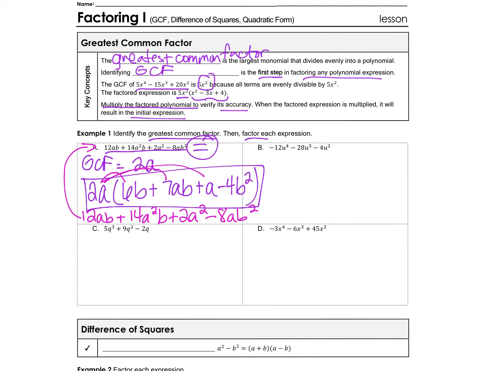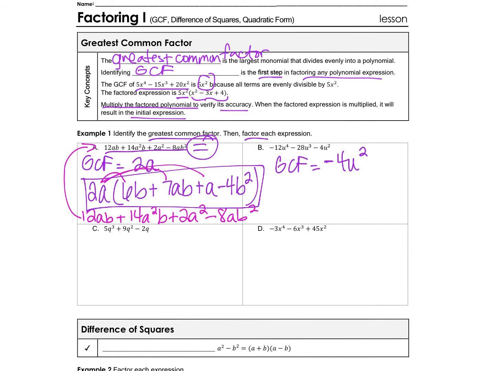So part B. First thing I notice is there is a negative sign on the very first one, and we always want it to be positive. So we know we're going to take a negative out. And then the greatest number that will go into all 3 of them would be a 4. Look at your variables. We have a U on all 3 of them. And looking at the smallest, that is a U squared. Remember, if they all have the variable, you're going to take out the smallest one.